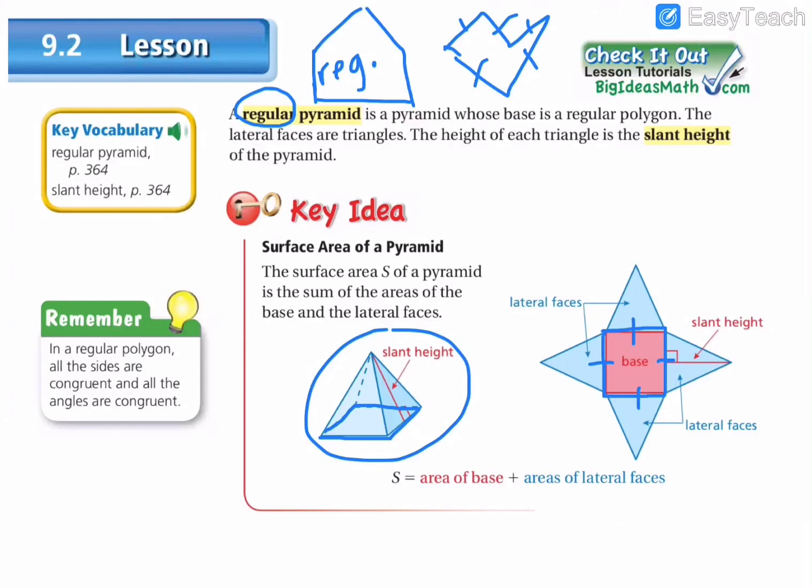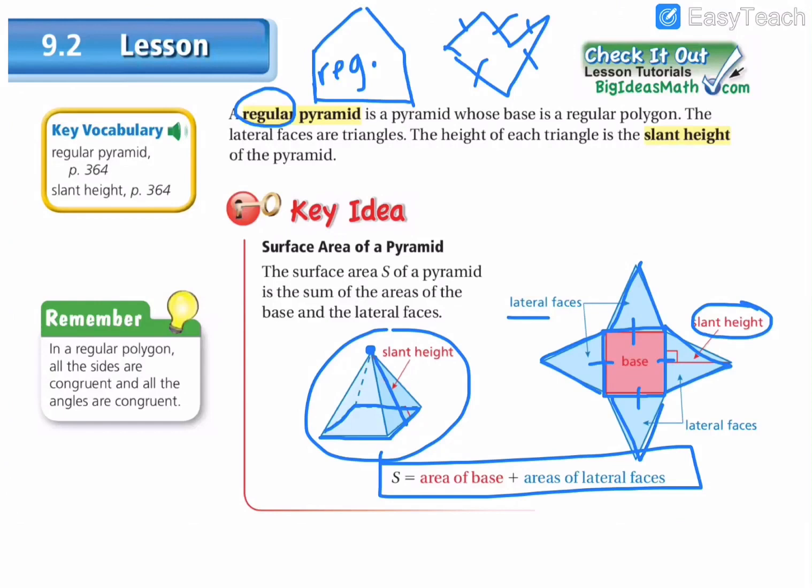This other word that you're going to see a lot is lateral, and that's just a fancy way of saying the sides. So all of these side triangles are called the lateral faces. And then the slant height is going to be this right here, because it's slanted inward to get to that point on the top of the pyramid. So basically, all you're doing for surface area of pyramids is finding the area of whatever the shape is on the bottom, and then adding the lateral faces.